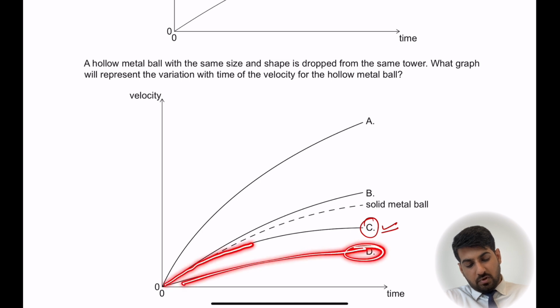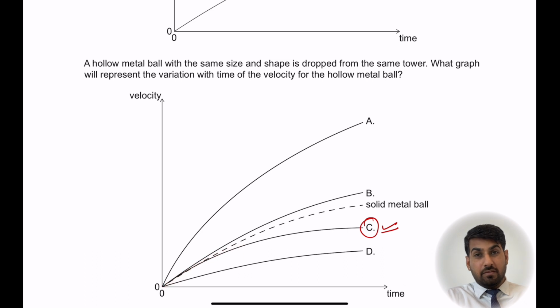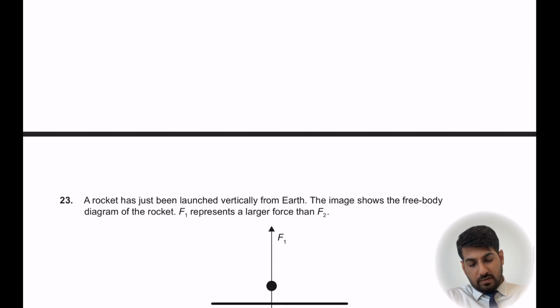Initially it will be somewhat similar, because the air resistance will take time to act and make a difference. So initially it will be the same, but here it is different from the start, so D is not the option. A and B will never happen, because the terminal velocity will be reached quickly, and that will be smaller than for the solid metal, because the forces will be balanced quickly. So option C is the right answer.